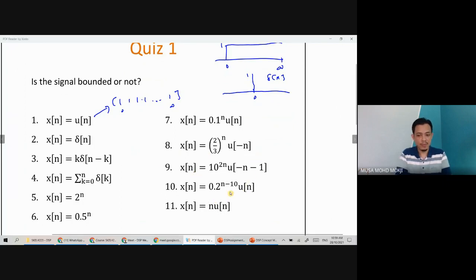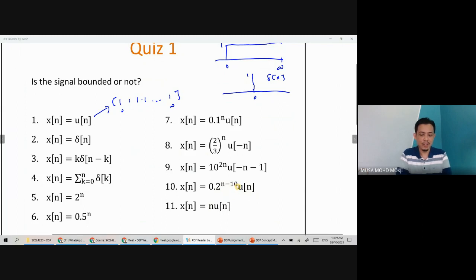Bounded. Okay, someone says bounded. Is anyone saying unbounded? 0.2 to the power of n minus 10. So if it is bounded, what is actually the highest value?